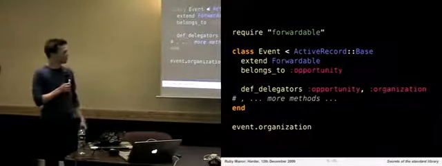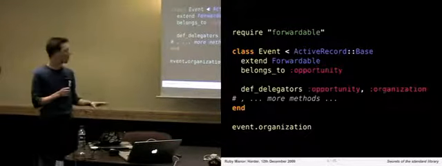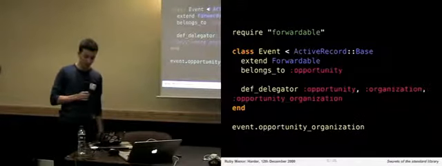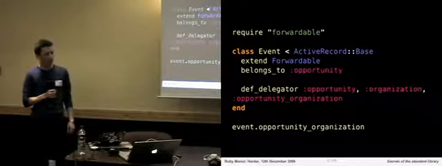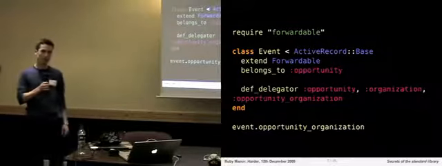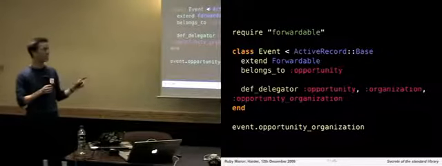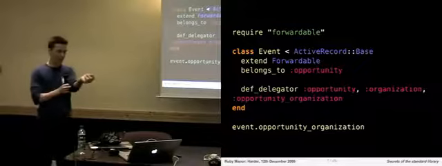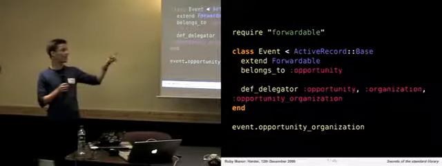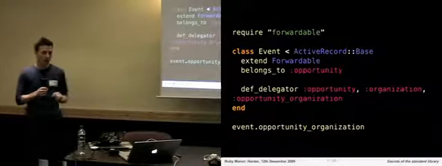Like that, slightly cleaner. But that's probably the most straightforward and boring use of forwardable, because you can also use def_delegator, which lets you call the method something else. So in this case I've said that I want to know opportunity organisation on event, and I want that to be asked to opportunity as organisation. And this is actually quite flexible, because these symbols are just messages that get sent. So it means that it's sending to opportunity. So this could be anything else.